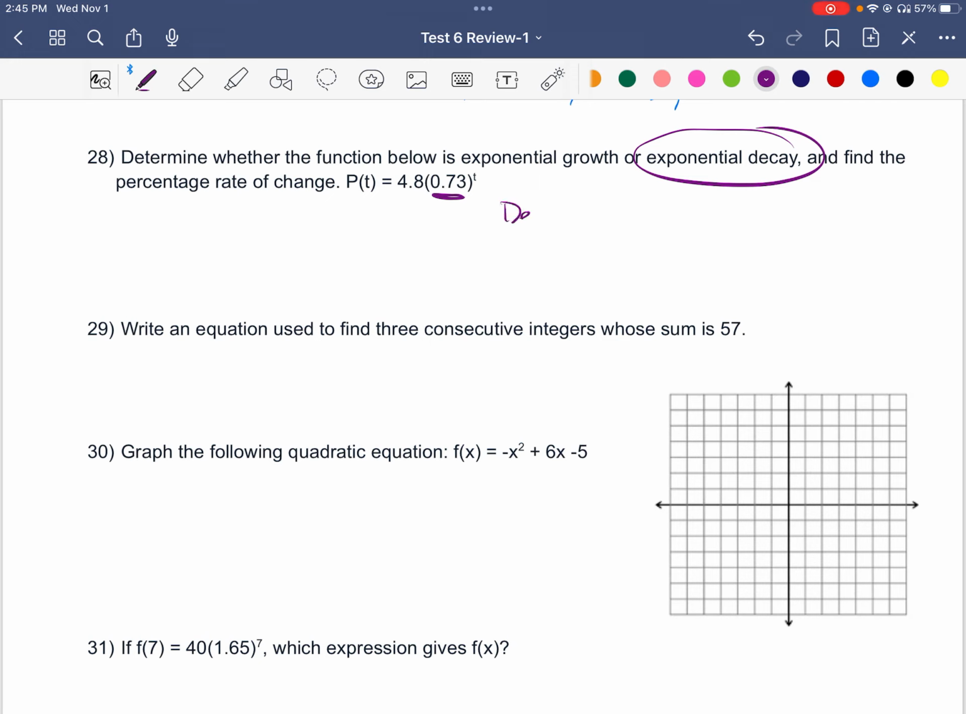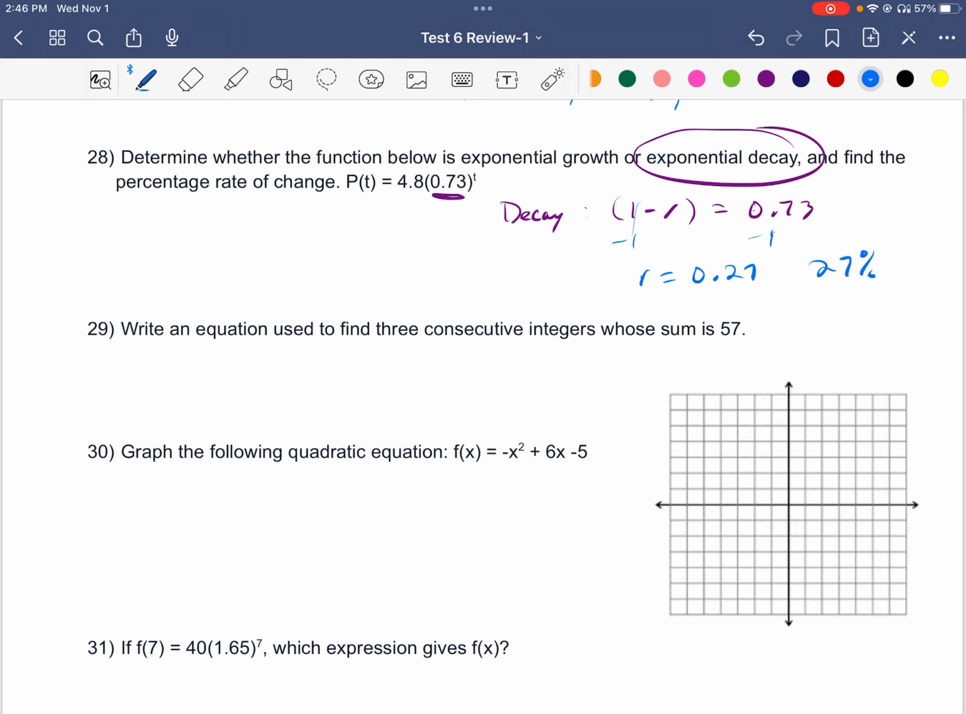So remember, for decay, we get this number, 0.73, from doing 1 minus the rate. And we get that decay factor. So if we do 1 minus that rate, we're going to end up with 0.73. If we solve for r, solve for that rate, take away 1, take away 1, you get the rate equals 0.27, which is 27%.